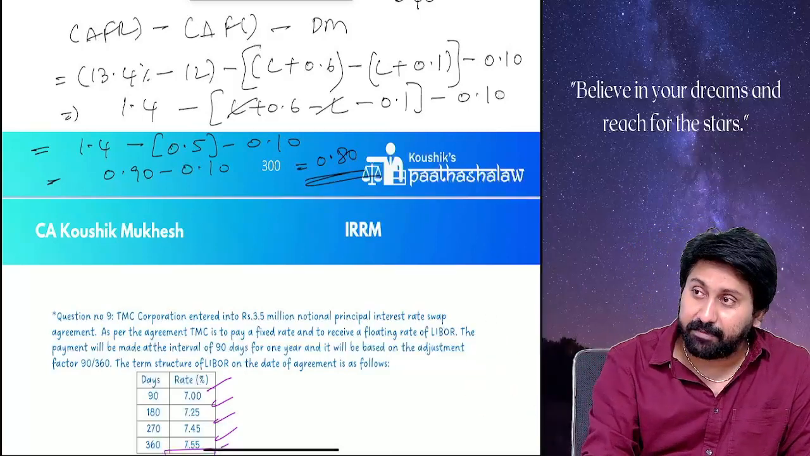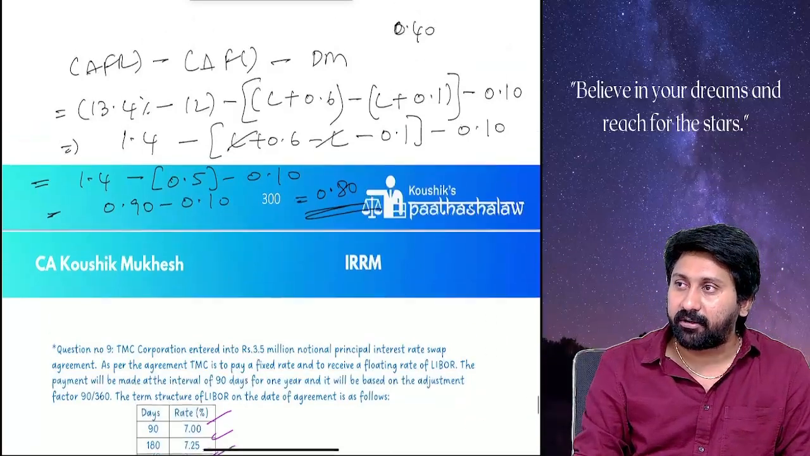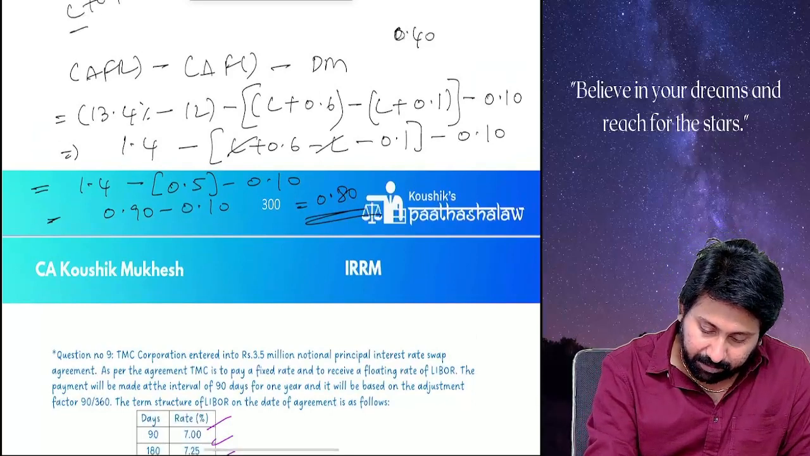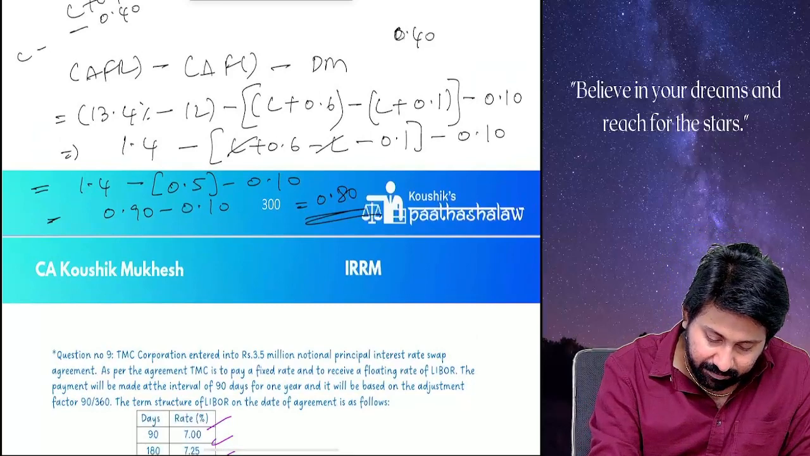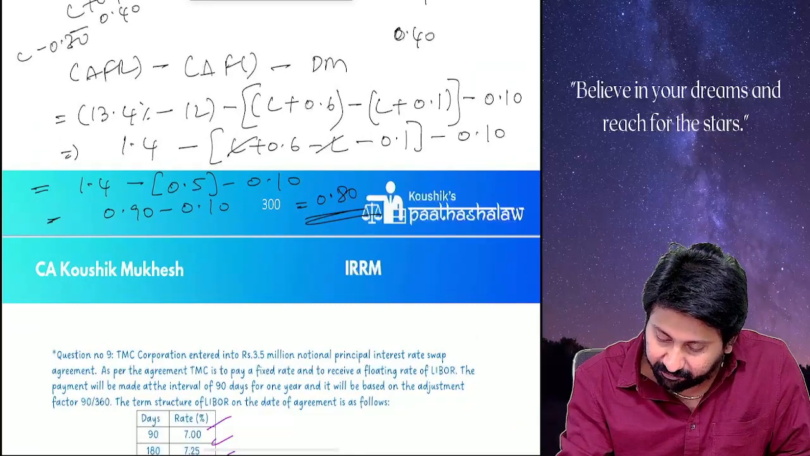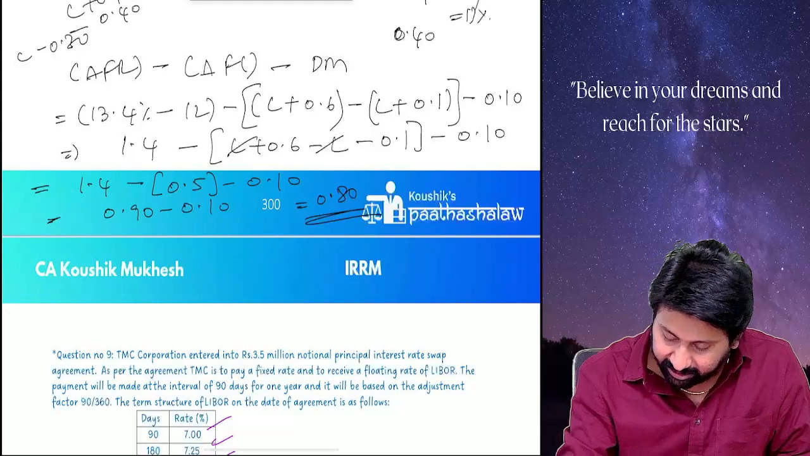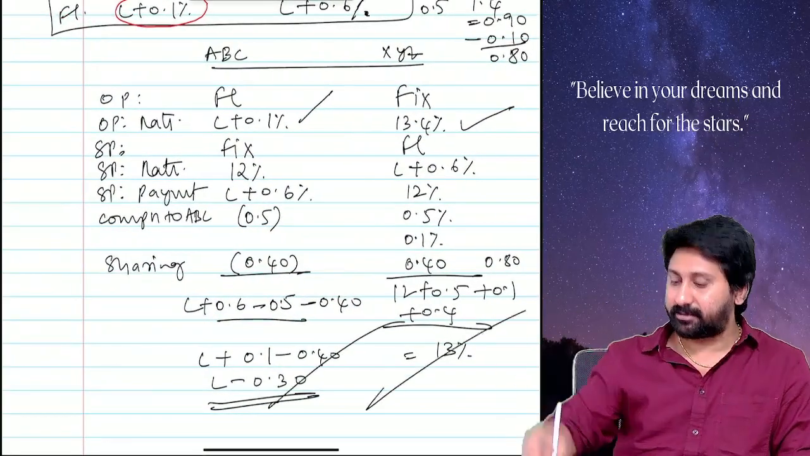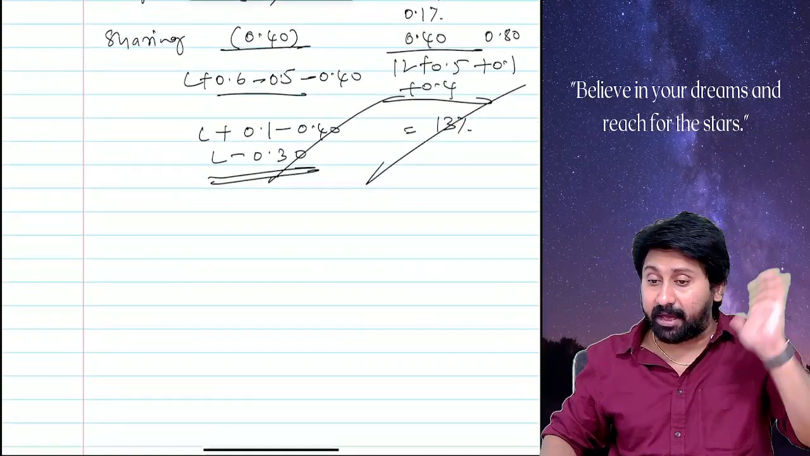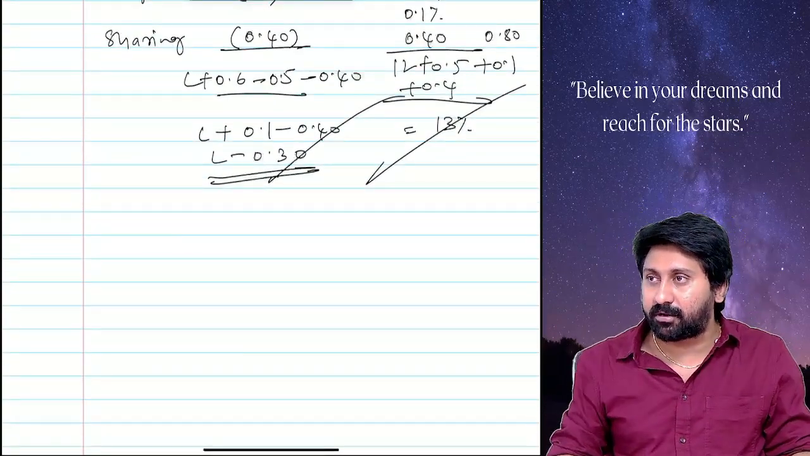Tell me, ABC wanted to really borrow at what rate? Floating rate. L plus 0.1 minus 0.4 means how much? L minus 0.3. I can borrow at how much? 13.4 minus 0.4 means 13. That's how we got these answers. Okay? With this, swap arbitrage distribution concepts also completed.